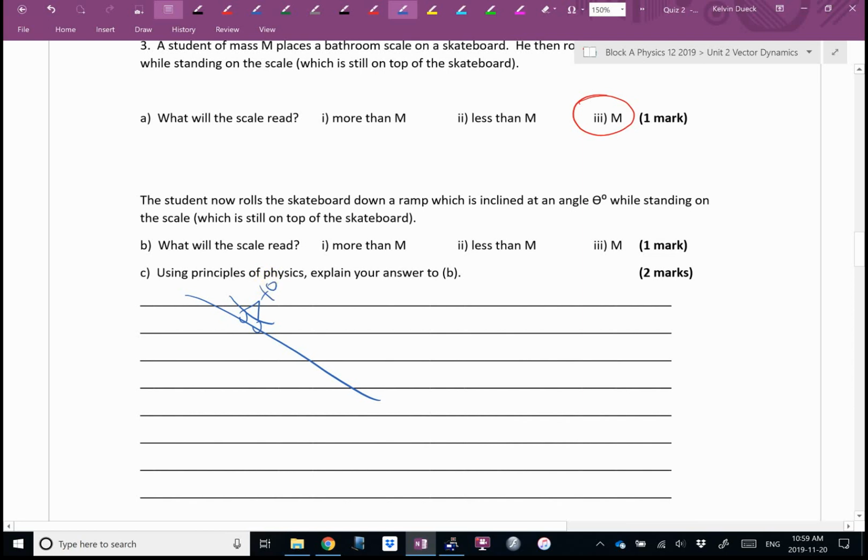What are the forces acting on the skateboarder? Get the obvious one. And I would break that up into normal force. I would say something like this: the normal force is equal to mg perpendicular. If you mentioned that somewhere, I would give you, in this 2-mark explanation, a 0.5. Then I would say something like normal force equals mg cos theta.